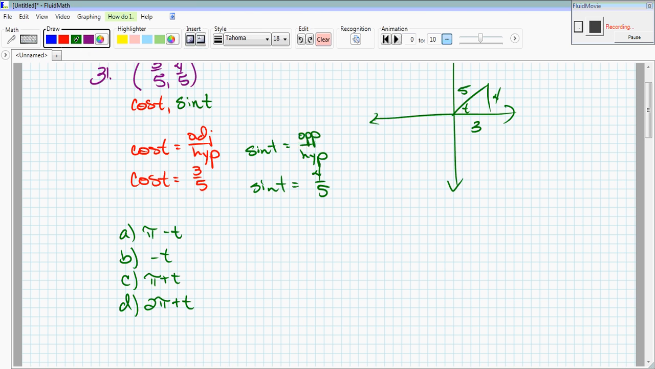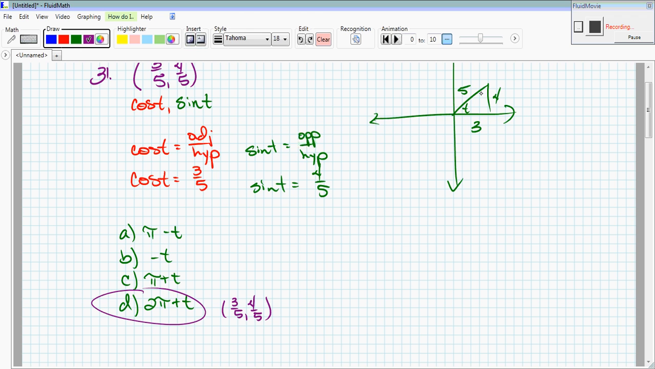Well, d is going to be the easy one. When you add 2 pi, you're just adding one revolution, so the terminal point is going to be the same. So this one is going to be 3/5, 4/5. If we take a look at some of the other ones, we have pi minus t.